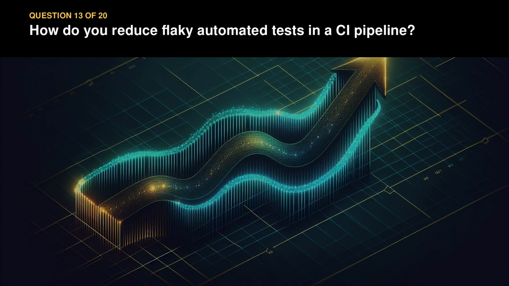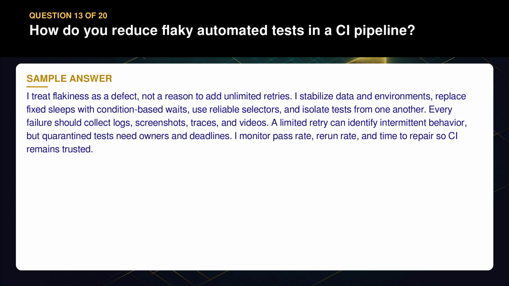Question 13. How do you reduce flaky automated tests in a CI pipeline? I treat flakiness as a defect, not a reason to add unlimited retries. I stabilize data and environments, replace fixed sleeps with condition-based waits, use reliable selectors, and isolate tests from one another. Every failure should collect logs, screenshots, traces, and videos.